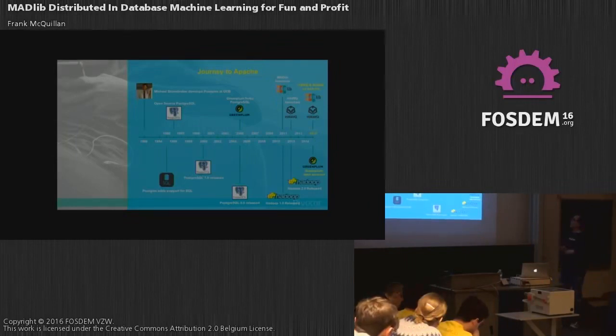So if we fast forward now to 2015, all of these products, Greenplum, HAWQ, and MADlib, have continued to develop, both with contributions from the academic community as well as commercial. And these are all open source projects now. In particular, HAWQ and MADlib are now Apache incubating projects.